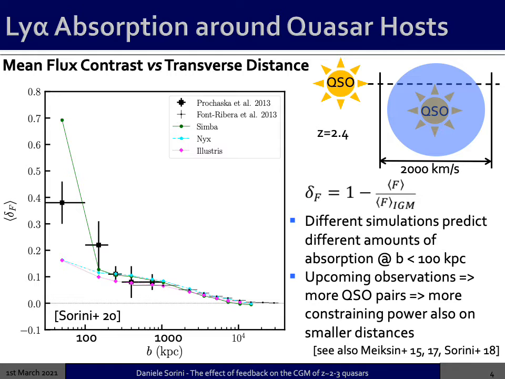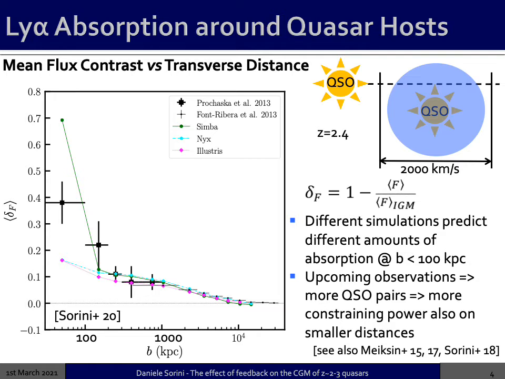Specifically, we consider the average Lyman-alpha absorption around quasars measured by Prochaska and others as part of the Quasars Probing Quasars observational campaign, and the Lyman-alpha quasar cross-correlation measured by Font-Ribera and others from the BOSS survey data. Now, combining these two datasets enables us to test the simulations over 3 decades of transverse distance, hence covering both the CGM and IGM. The green line here shows the results from the Simba fiducial run compared to 2 other simulations, Nyx and Illustris, that I analyzed in a previous work.